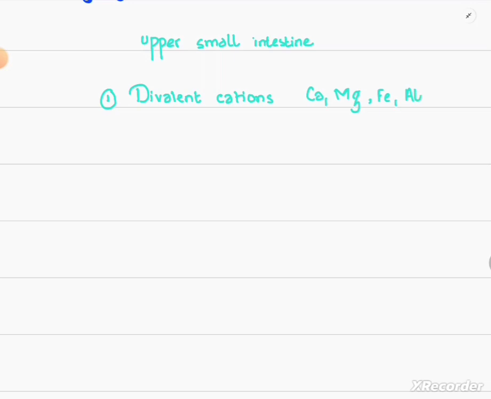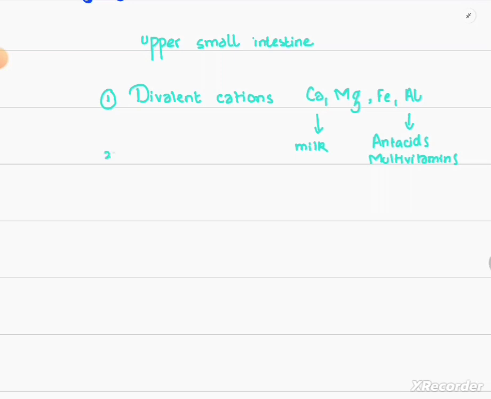So if you administer the drug with any of these cations, which are present in antacids and multivitamins, and the calcium, which is present in milk and all the dairy products, the absorption will be hindered, or there will be a reduced absorption of the drug.